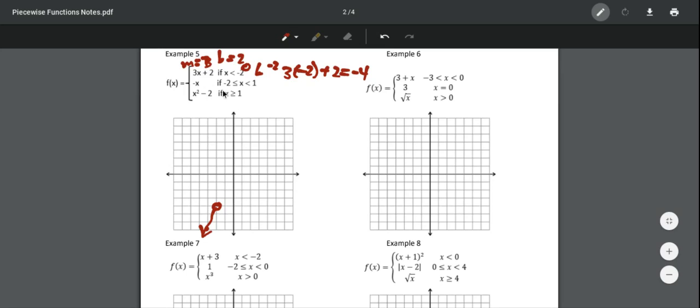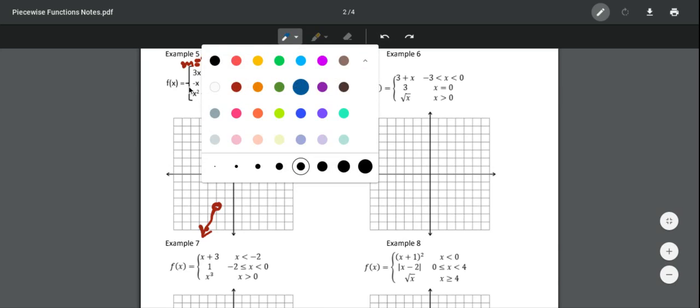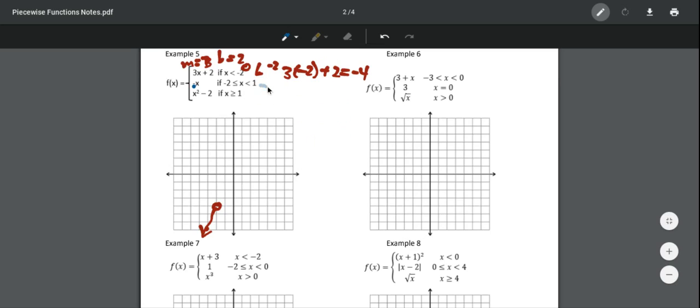Okay. Then for this part, I could plug in -2 here and 1 here to get this line. So negative of -2 is +2. So at x equals -2, I get +2. And I get a closed circle because it's equal to. At negative of +1, I get -1. So at +1, I get -1. And that's an open circle.